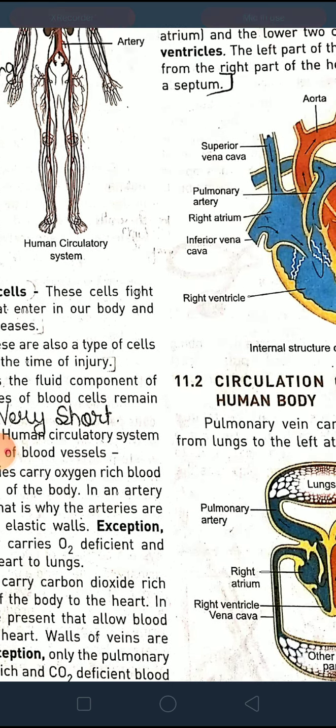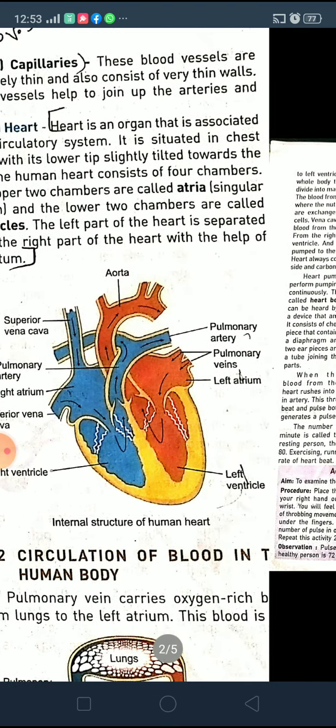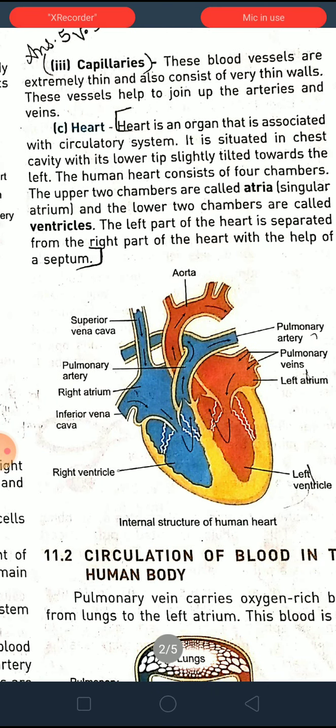And third is capillaries. Capillaries are extremely thin blood vessels and have very thin walls. These vessels help to join the arteries and veins. They are very thin and they help to join arteries and veins, because only by the capillaries can they join each other.